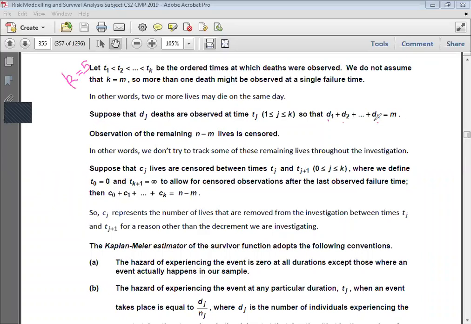And now when I'm talking about lives being censored, instead of giving them the subscript 0, 1, and so on, I define these lives getting censored differently. These lives do get censored between the times 0 and k, which is how we have redefined our time intervals. But for whatever happens after this k, we just say that my t_{k+1} is infinity. So let us say if these are my 1, 2, 3, 4, 5, I don't plot some other time here, but I just say that this is infinity and this is 0.